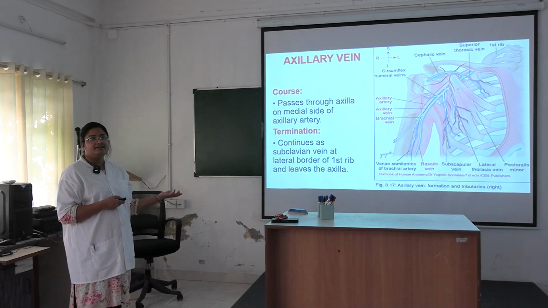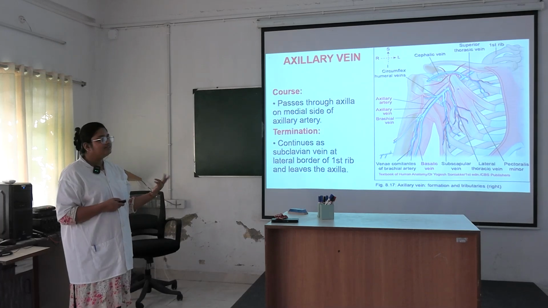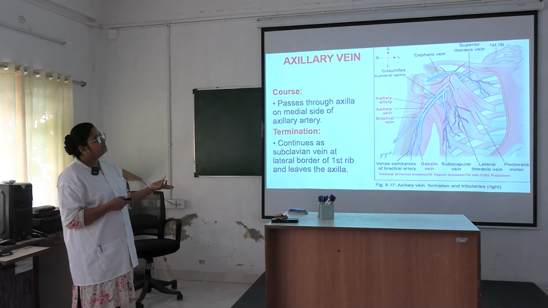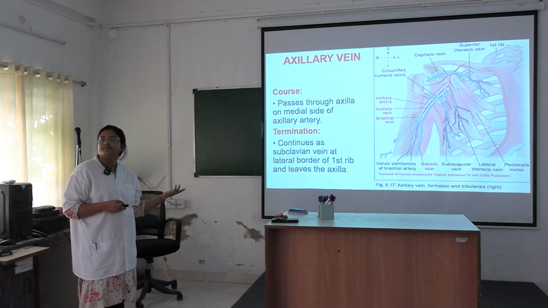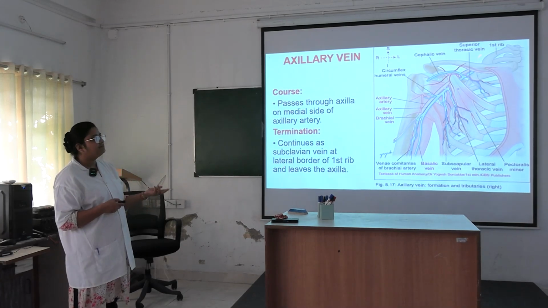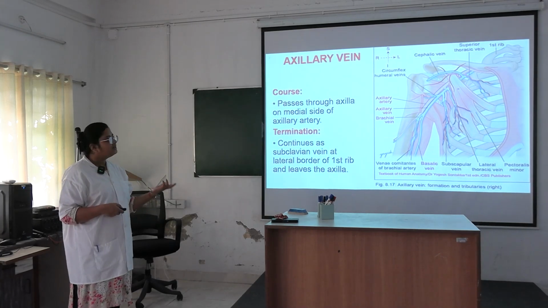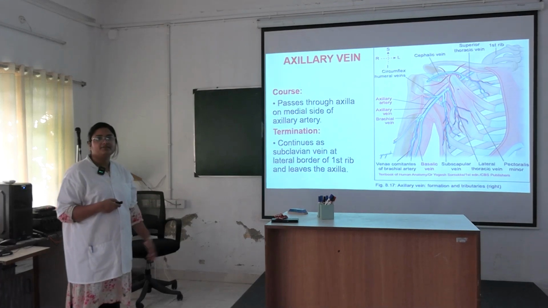Like the artery was starting from here, the vein is continuing as the subclavian vein from the outer border of the first rib. So, these landmarks are important: outer border of the first rib, lower border of teres major. Okay.